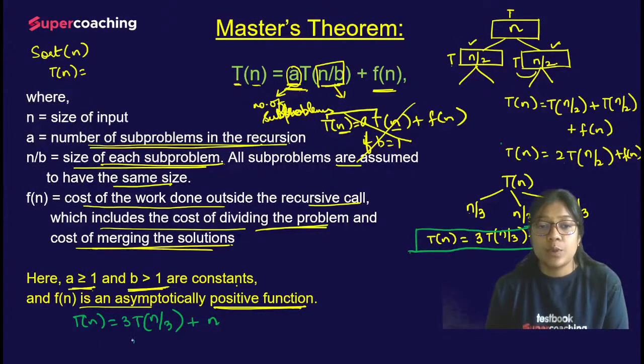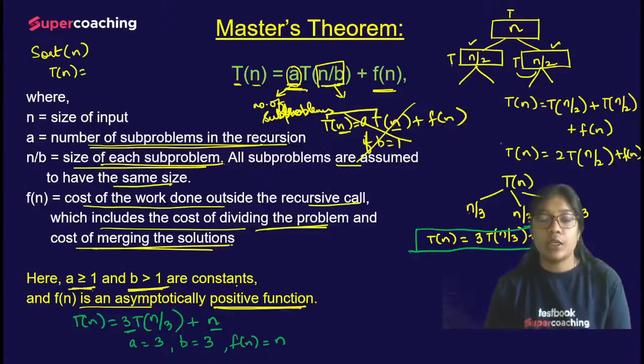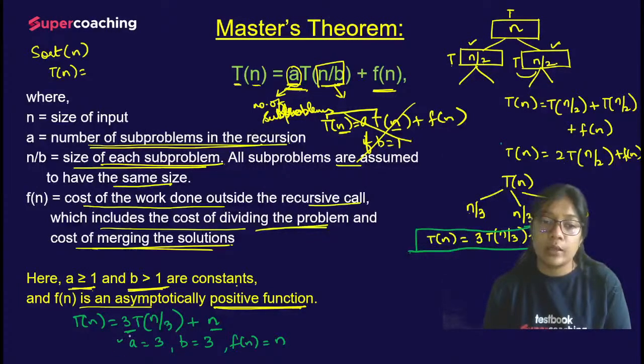In this case, we know that A is equal to 3. Just compare it with this format. B is equal to 3, and n is f of n. Now check the conditions. A should be greater than or equal to 1, condition true. B should be strictly greater than 1, condition true. And f of n is equal to n. So on this recurrence relation, we can apply the Master's theorem.